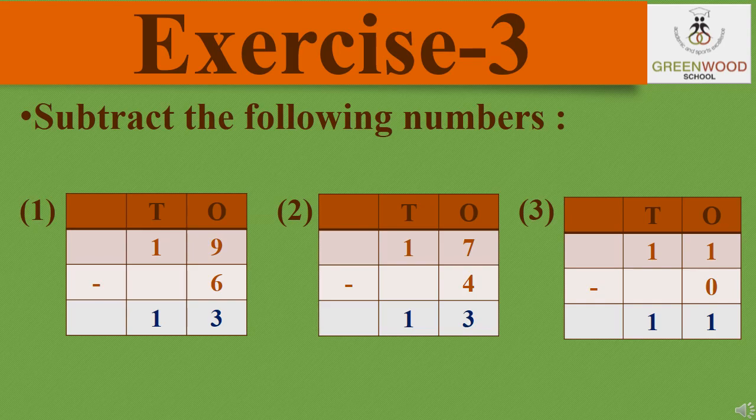Third one, 11 minus 0. First subtract the ones. That is 1 minus 0. Now if we subtract 0 from any number, the answer is itself. So it will come 1. Now subtract the tens. Just a single number, so 1, copy as it is down. So our answer is 11.